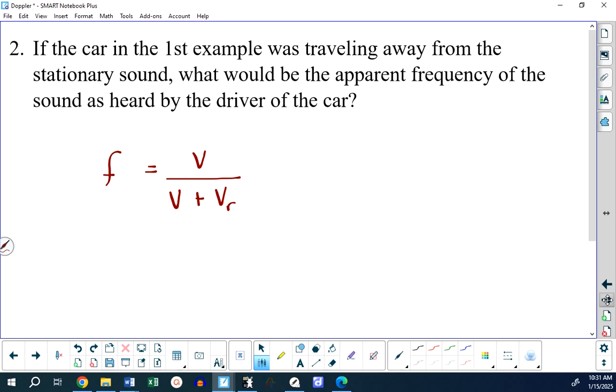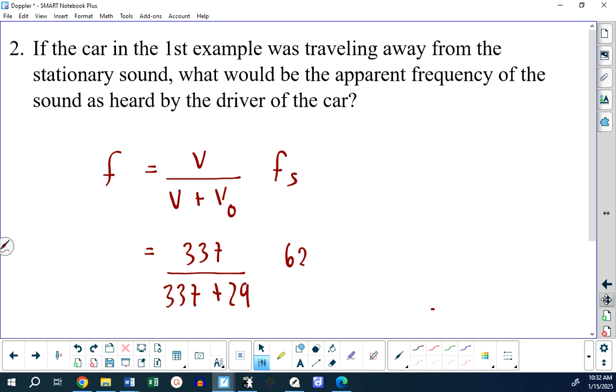are you okay with me putting R for relative? Because I could say, this is the formula on your formula sheet. But the source moving and the observer stationary is the same as the observer moving and the source stationary. It's the relative motion. So this is going to be the speed of the sound in the air over the speed of the sound in the air plus the 29 meters per second times the frequency of 625.